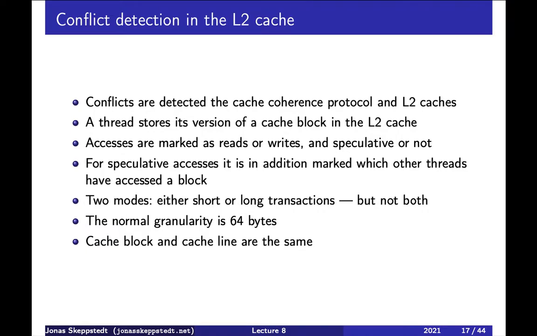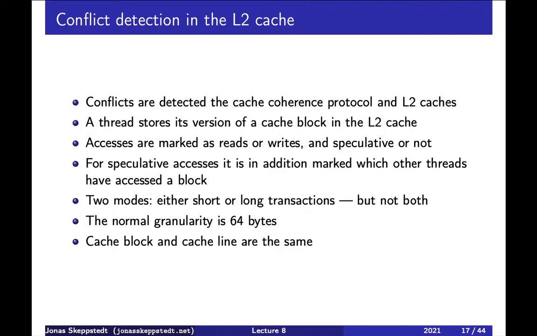So for the Blue Gene, recall that each thread stores a version identifier or tag near each cache block that it has modified. And then the accesses are marked as being reads, writes, and also whether they are speculative or not. Speculative meaning that the memory access belongs to a transaction that may be aborted.